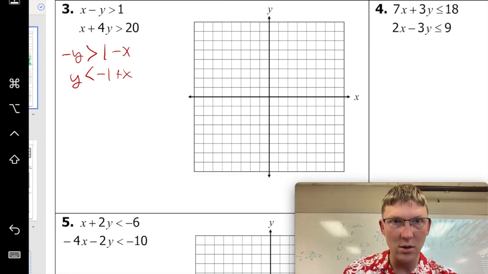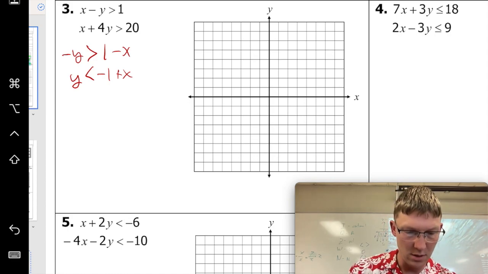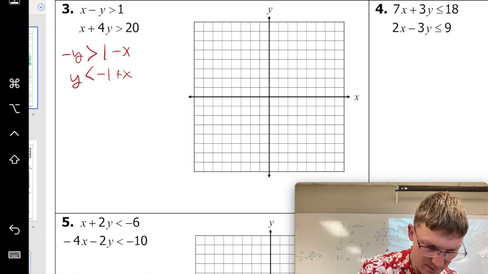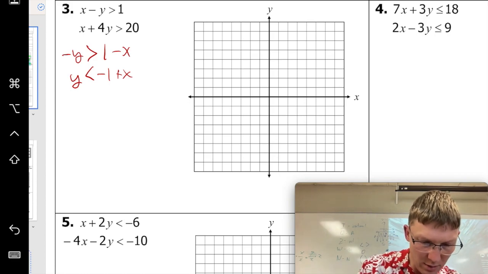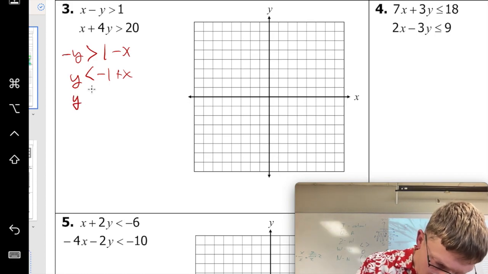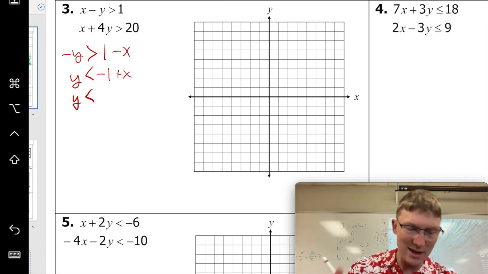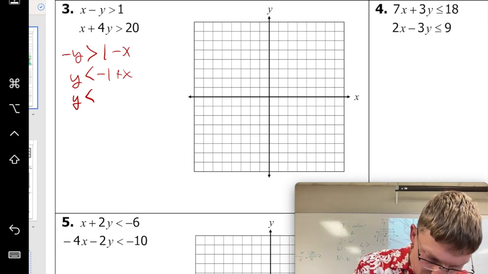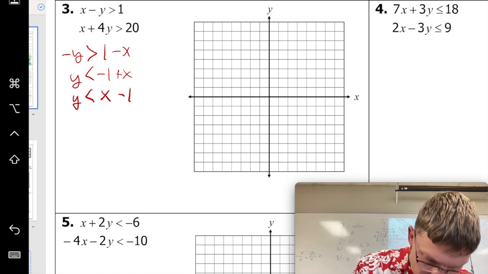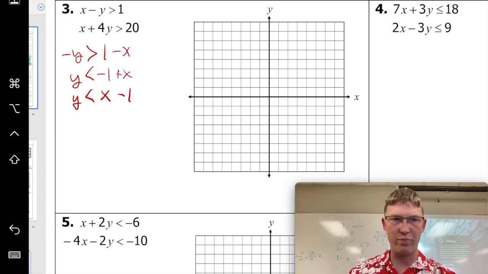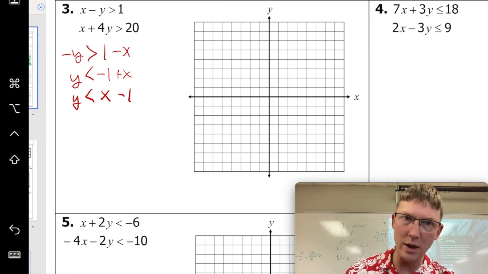Let's see here. Where am I at? Okay, so we've got that. And then I'm going to rearrange this a little bit. So y is less than or equal to, because y equals mx, so I like to have that x first. That way it just kind of triggers my brain to do the right thing.